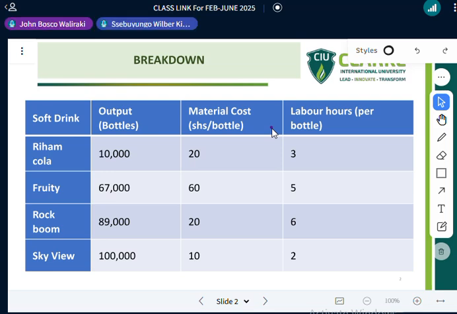So for us to arrive at direct labor, we have to base on the labor hours that we have. We can look at the column for labor hours, and we see that Riham will take 3 hours to produce, Fruity 5 hours, Rock Boom 6, and Sky View 2 hours.